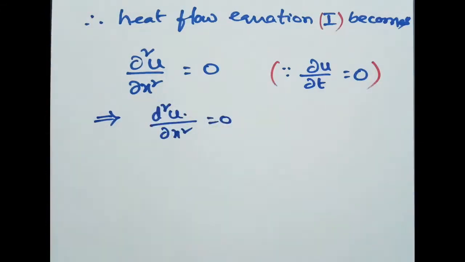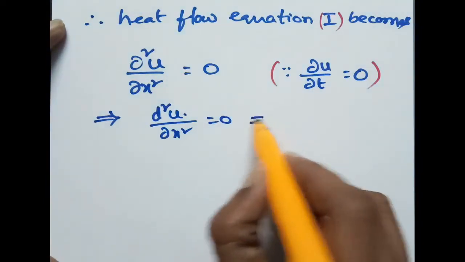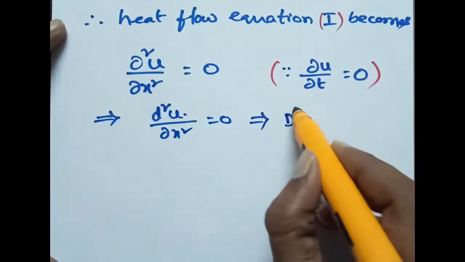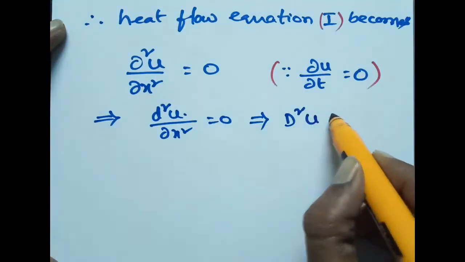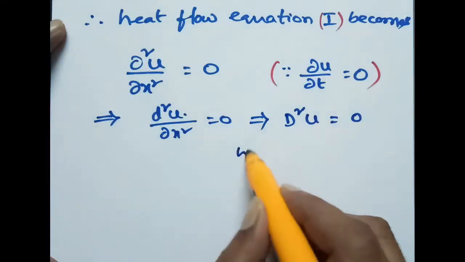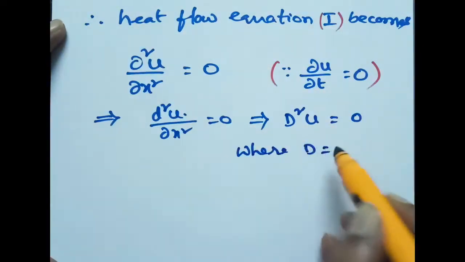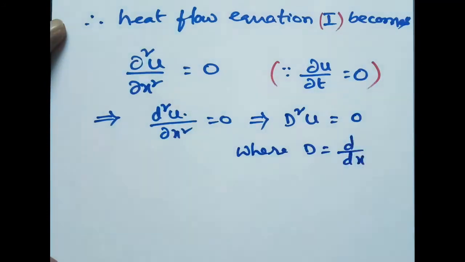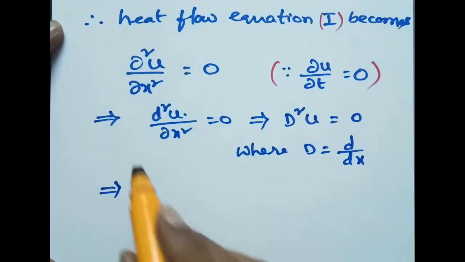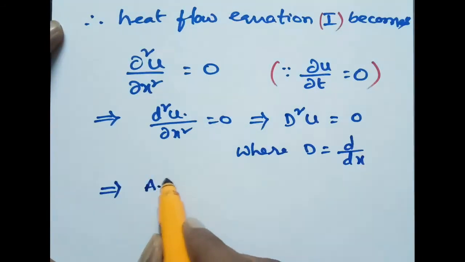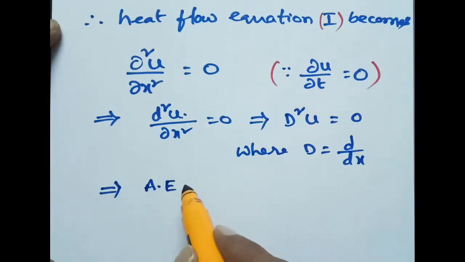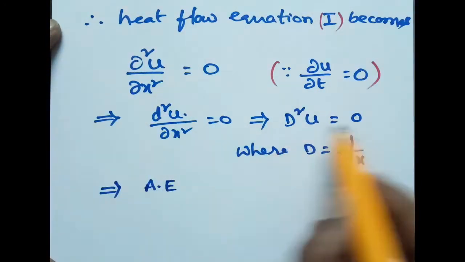Since u is a function of x alone, it becomes an ordinary differential equation. Therefore, this can be written as capital D square of u equal to 0, where capital D is equal to d by dx. Therefore, now it is a homogeneous equation. Therefore, the auxiliary equation is, we solve in the ordinary differential equations with constant coefficients.